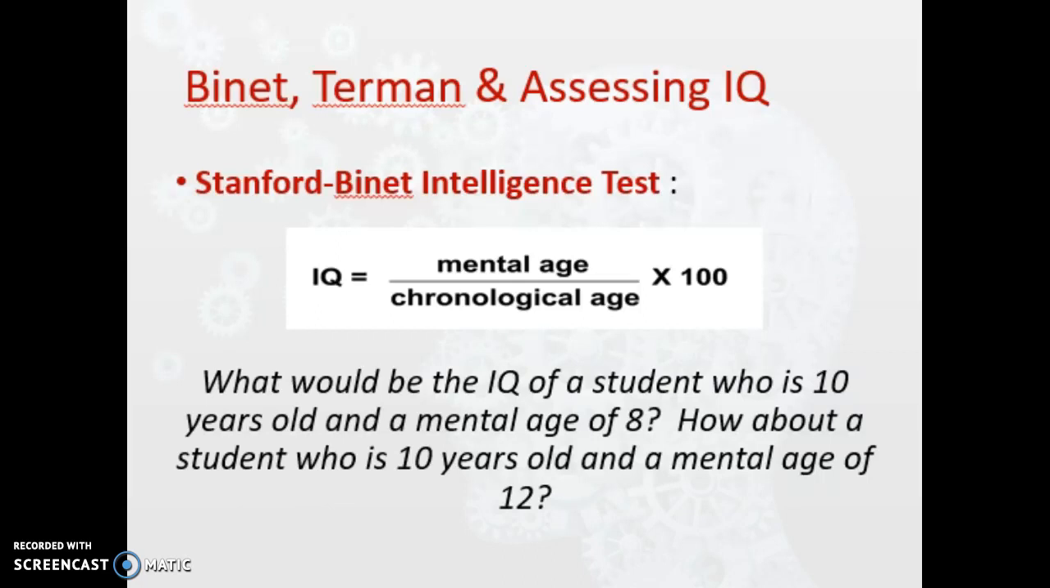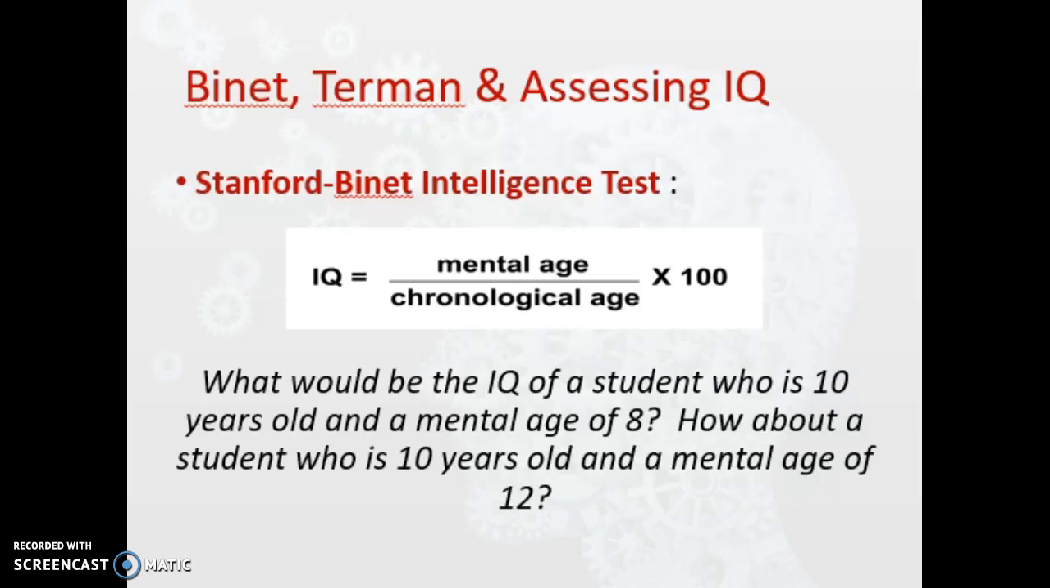Whereas if you have someone who has a mental age of 12 and they're only 10 years old, you take that 12 divided by 10, that's 1.2 times 100. They're going to have an IQ of 120. So if average is 100 and you have a 10-year-old who's doing the calculations of a 12-year-old, of course they're going to be above average.